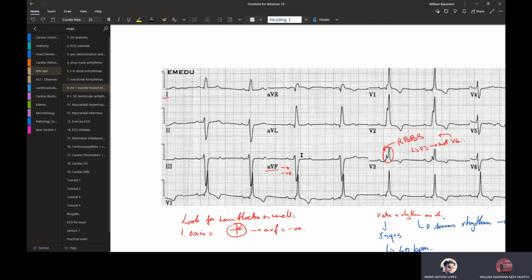Yes. So AVF is negative. Oh, AVF is negative. Right. So that means it's going to be away from the AVF. Second quadrant? No, the second quadrant is the extreme one.